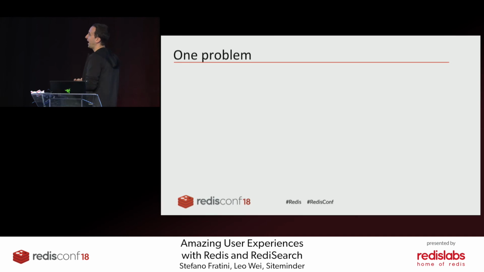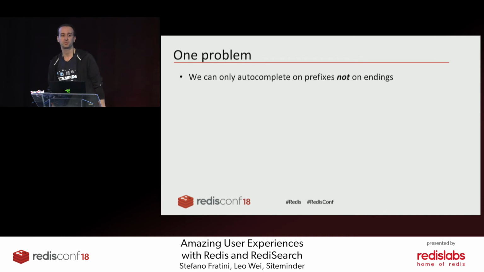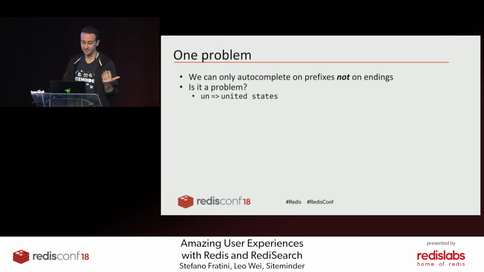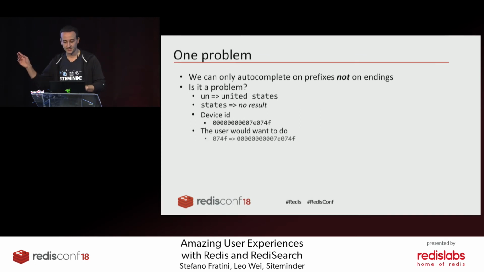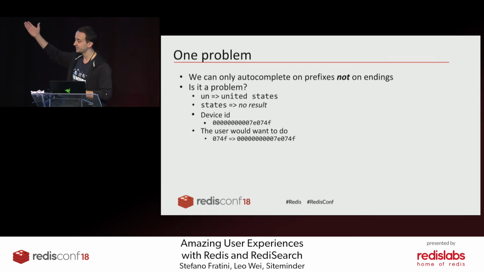We do have a problem though. By doing these kinds of queries, we can only do autocomplete on prefixes and not on endings. If you've seen the example before with the device ID, it'll become clear what I'm about to say. So if you're searching for UN, you get United States, and that's fine. But if you search for States, you get no result. Now, you can live with that. But when you get to device IDs, they are not uncommon, because if they are hardware generated, they will all start with the same prefix. So for the user, searching by typing a gazillion zeros is not a great idea, right? Users identify the devices by their ending. So yes, it is a problem.